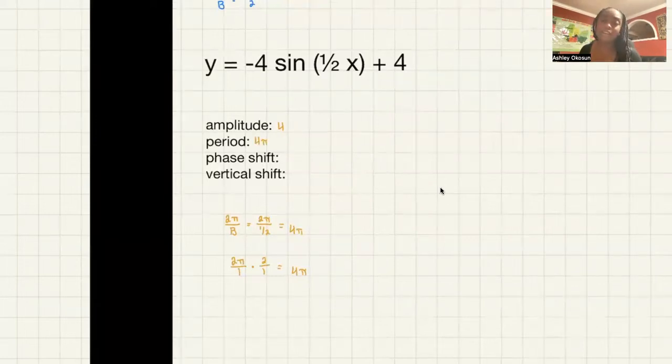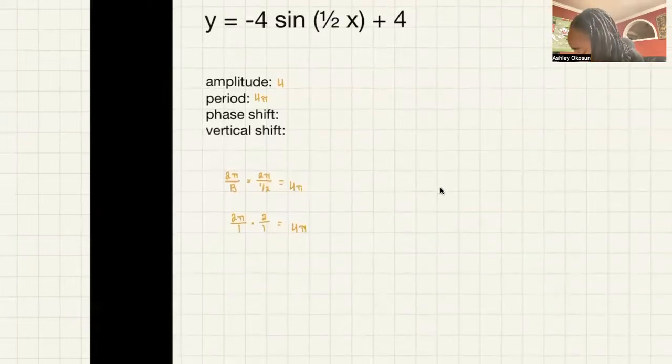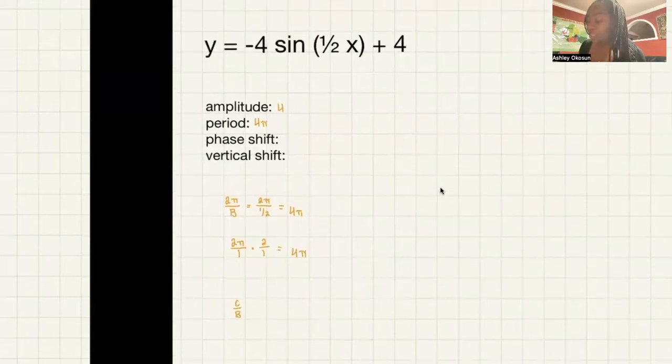So for phase shifts, again, unfortunately, you can't just pull it out. You got to do some math. So phase shift, again, is C over B. So first, let's find our C. I don't see a C. So our C is 0, but we do have a B, which is 1/2. So we know 0 over any number is just what? It's 0. So our phase shift for this is 0. So don't be concerned if you get 0 for phase shift or vertical shift. It's okay. That can happen.